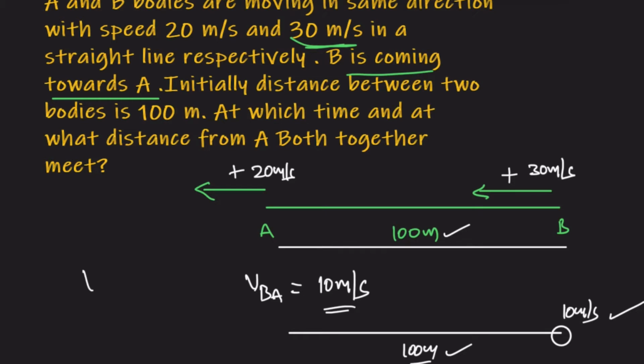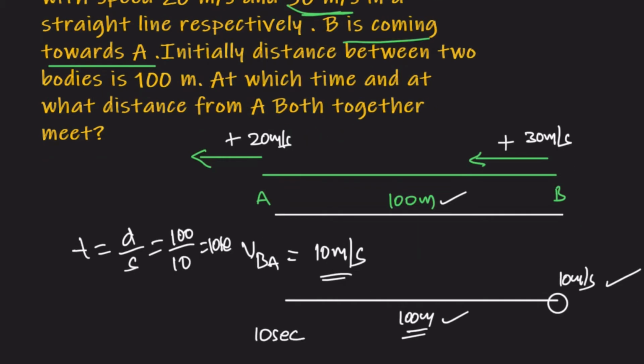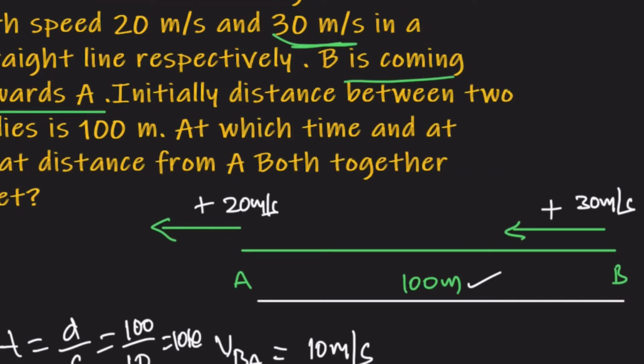So what is the time? That is distance by speed. Now distance is 100 by speed is 10. So we get here 10 seconds. So after 10 seconds both meet together. Now time is 10 seconds. Now question is, what distance from A? To meet together A and B, both should travel 10 seconds.